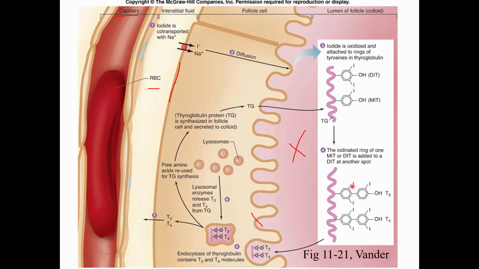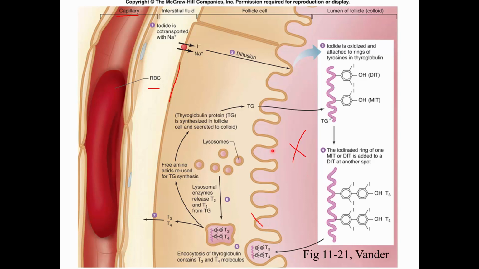If you have 3 iodide groups, you have T3. If you have 4 iodide groups, you have T4. T4, because it has 4 iodide groups, is more lipid soluble. Its half-life is close to a week, whereas the half-life for T3 is about 24 hours. So we have these cells that, in response to thyroid stimulating hormone, are making thyroid hormone in a gigantic molecule called thyroglobulin, which is stored out in the colloid.